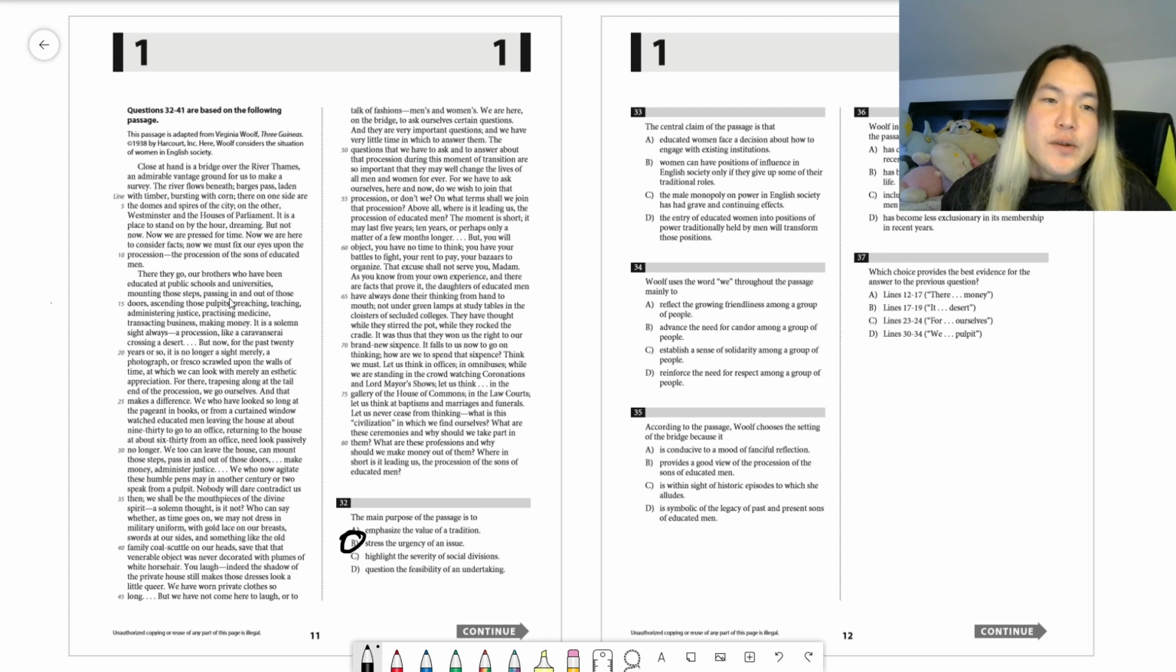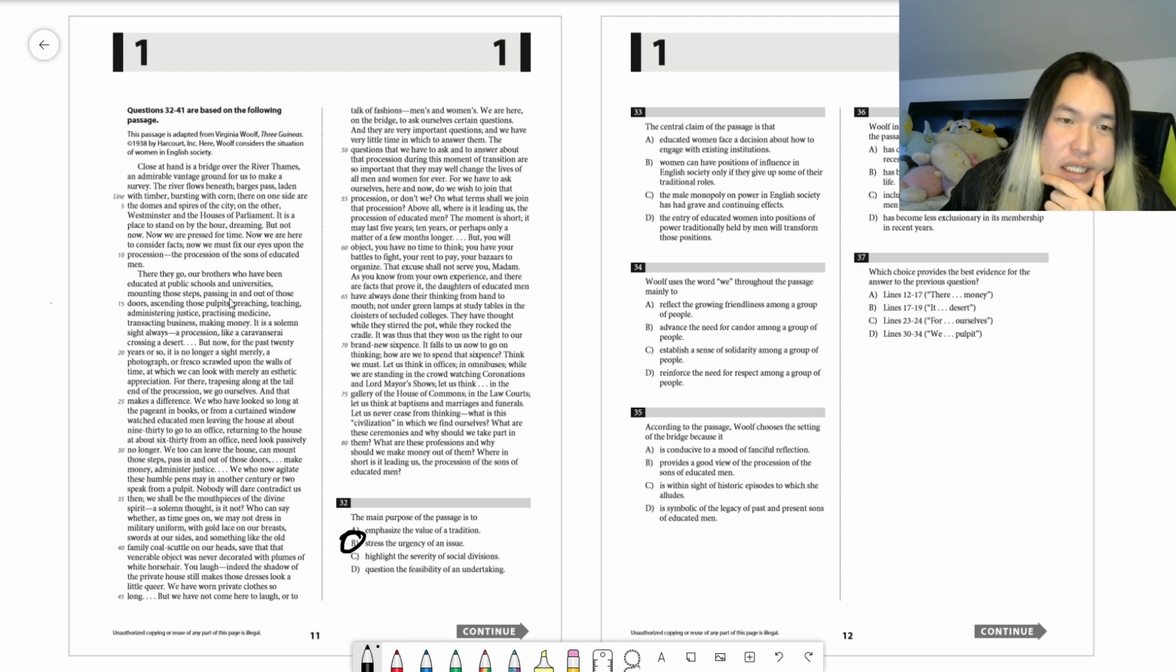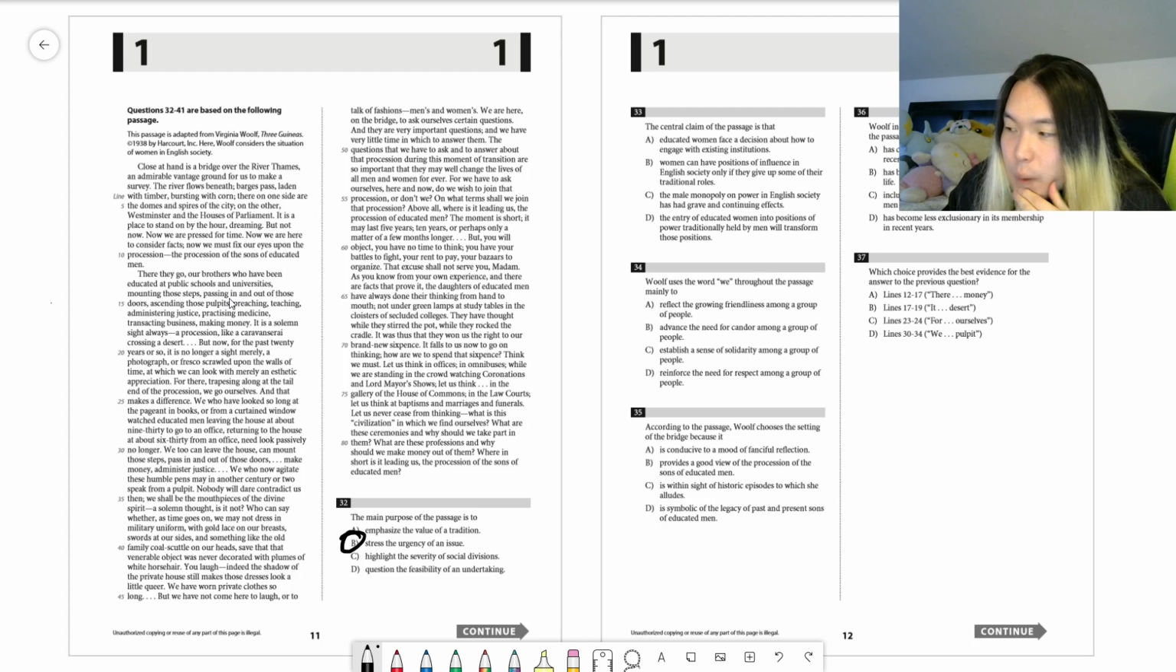33. The central claim of the passage is that A. Educated women face a decision about how to engage with existing institutions. B. Women can have positions of influence in English society only if they give up some of their traditional roles. C. The male monopoly on power in English society has had grave and continuing effects. D. The entry of educated women into positions of power traditionally held by men will transform those positions.